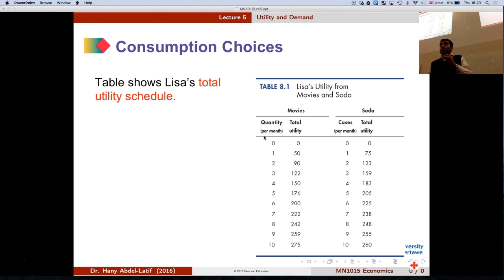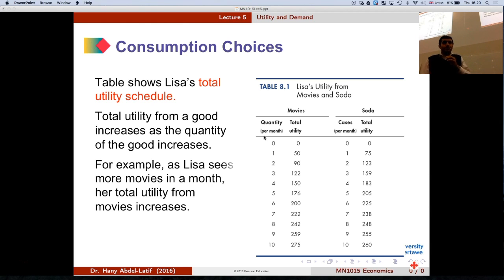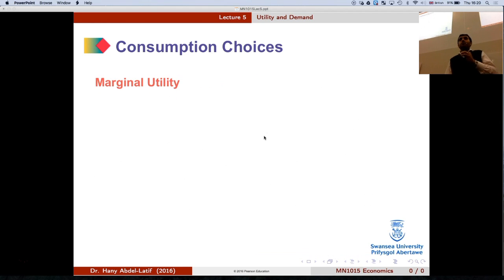Okay? So you'll see the same case with movies and soda. Yes? Any question? Okay. I thought somebody wanted to ask a question. Okay, so that's the idea here. So the total utility here increases when you increase your consumption of movies and soda.